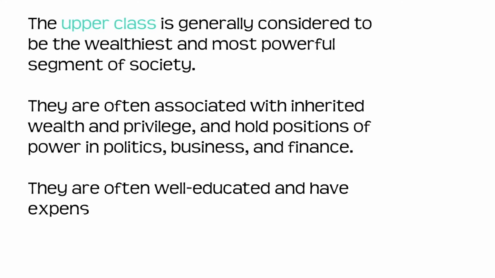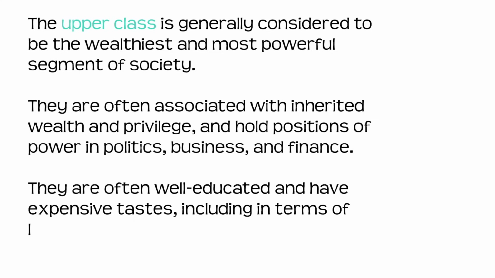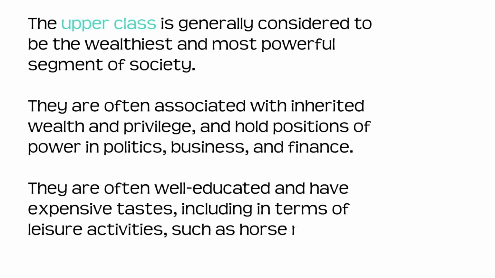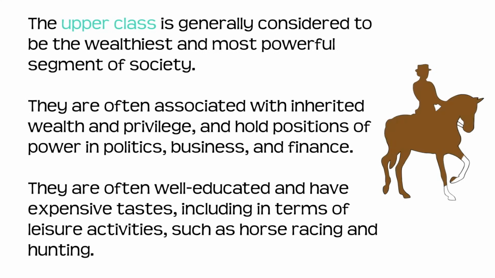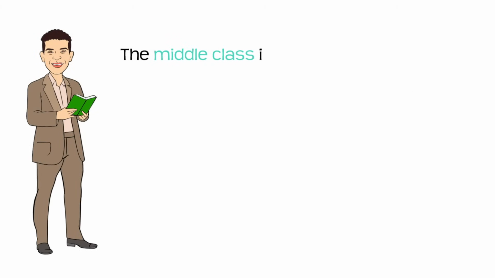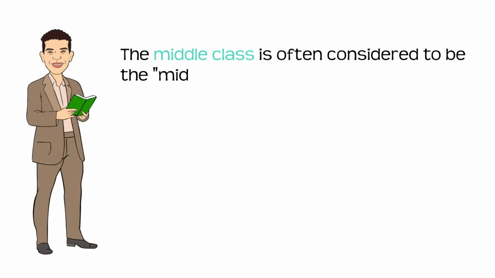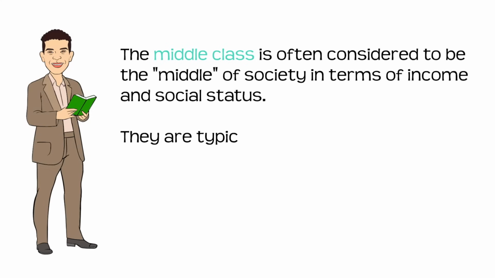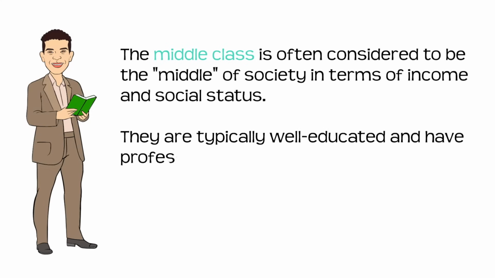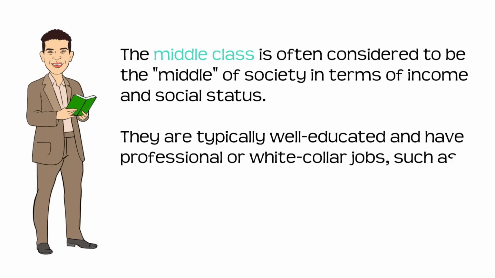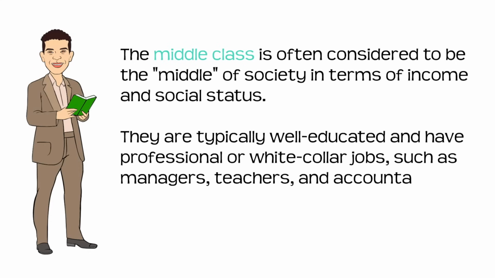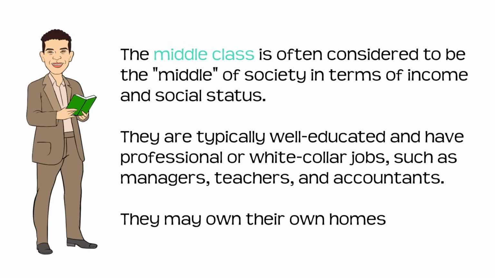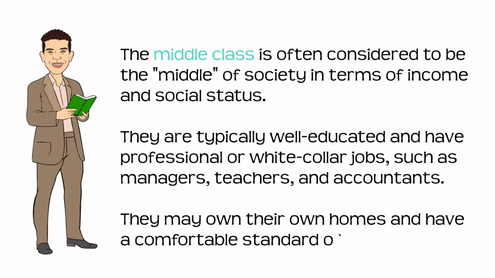They are often well educated and have expensive tastes, including in terms of leisure activities such as horse racing and hunting. The middle class is often considered to be the middle of society in terms of income and social status. They are typically well educated and have professional or white-collar jobs, such as managers, teachers, and accountants. They may own their own homes and have a comfortable standard of living.